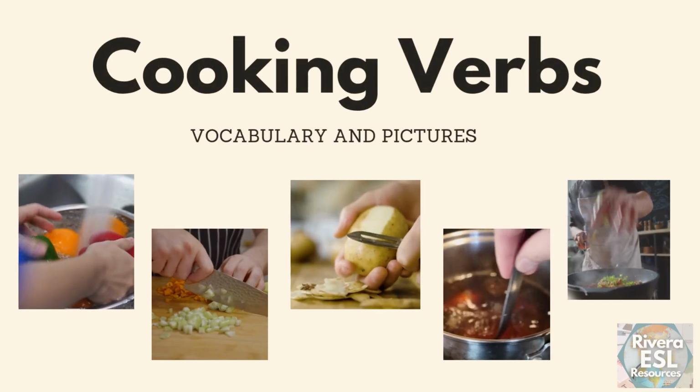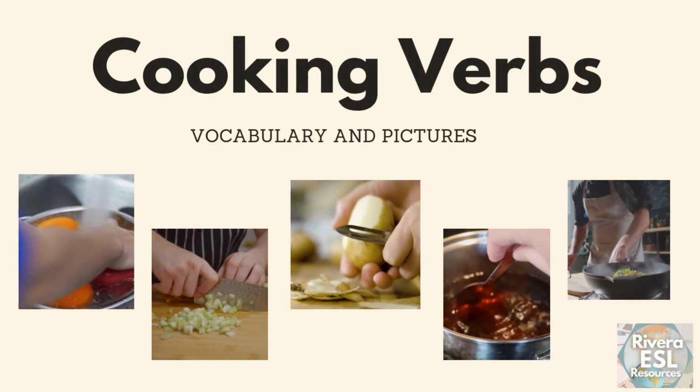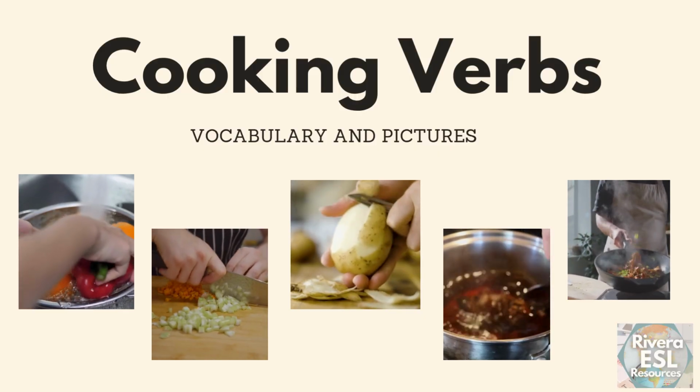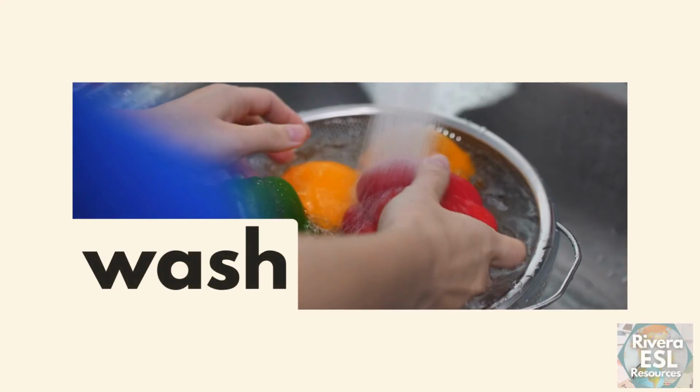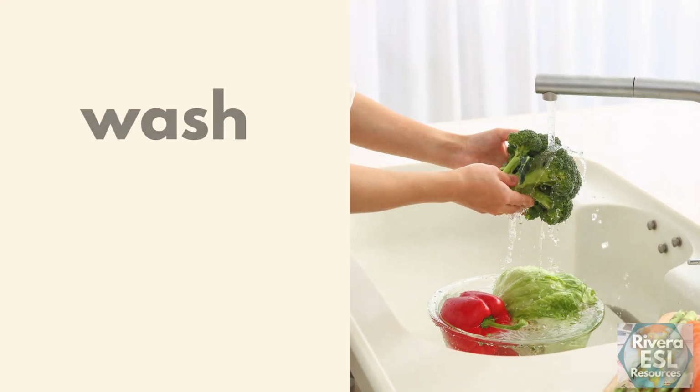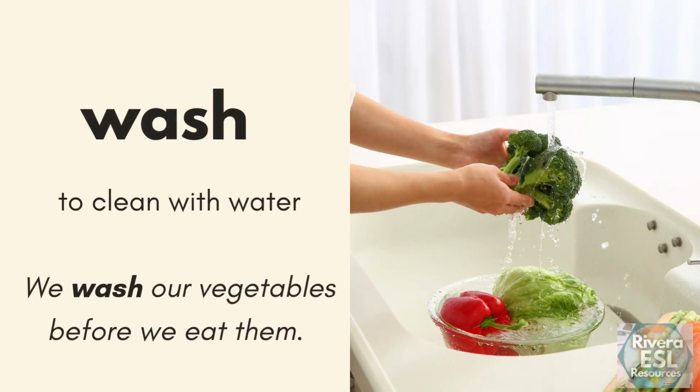In today's video, we will learn different action words we use when we cook food. Wash. Wash means to clean with water. We wash our vegetables before we eat them.